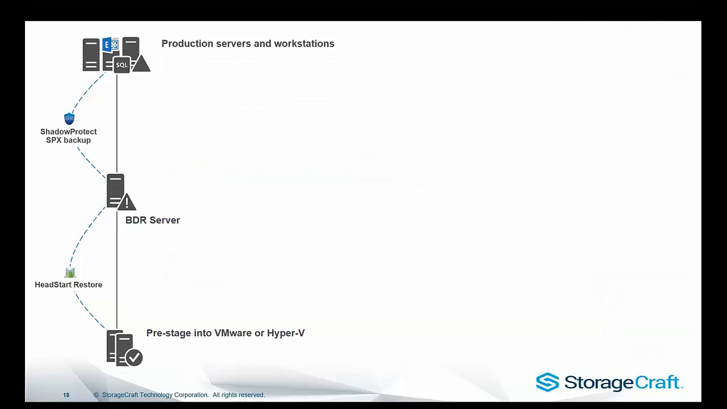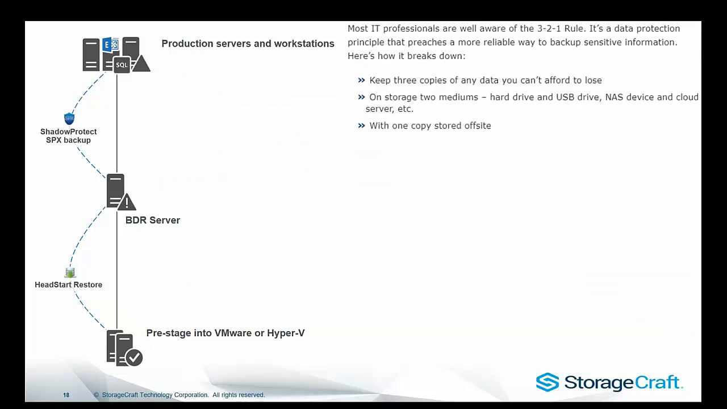In terms of that 3-2-1 rule we looked at on the StorageCraft blog, what does that really mean? Let's dig into that. It means keep 3 copies of any data you can't afford to lose. Obviously the ShadowProtect images are a full image of the system, containing our business requirements, all of that data. It says store on 2 storage mediums, hard drive and USB drive, a NAS and cloud server, etc. And 1 copy should be stored off-site.